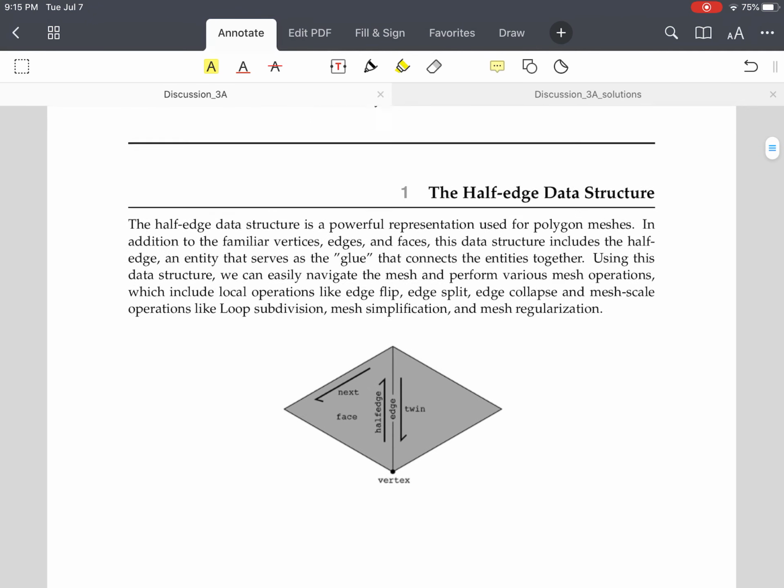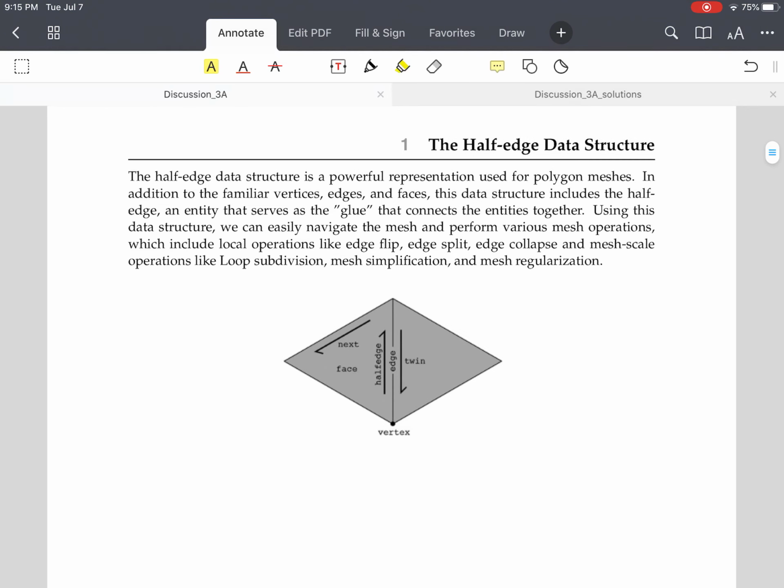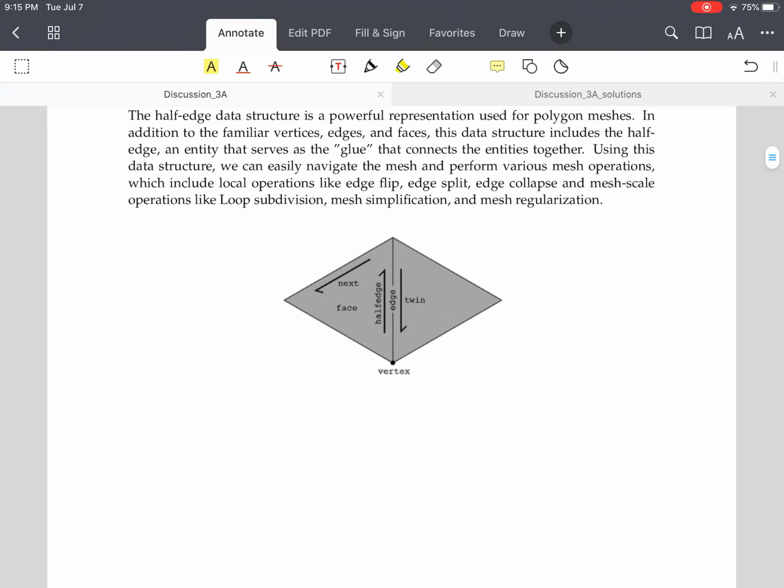The first part of this discussion is just the half edge data structure. The half edge data structure is a pretty powerful, pretty useful representation for polygon meshes. The key part of this is the half edge, which is why it's named the half edge data structure. This drawing gives a good example of what this data structure is all about. The key is the half edge that's labeled right here on the diagram.